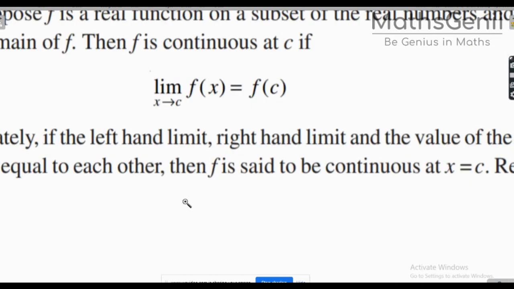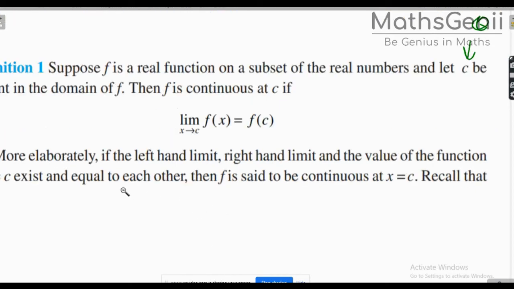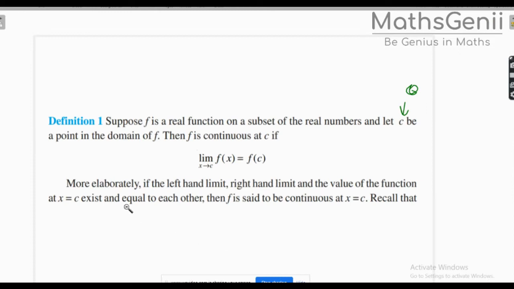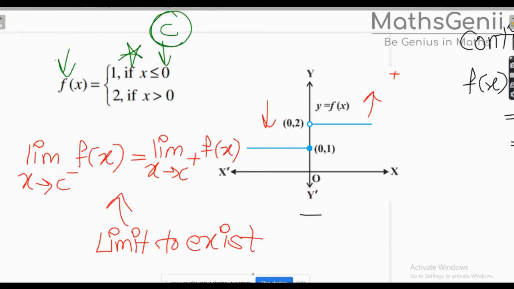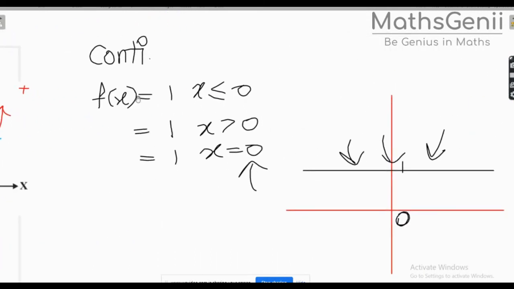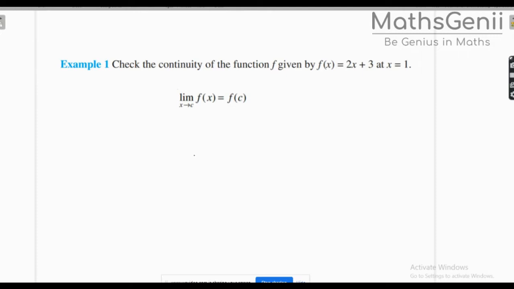So more elaborately, if left hand limit, right hand limit, and the value at x is equal to C exist and are equal to each other, then f is said to be continuous at x is equal to C. So what is he saying? Left, right, and value. So that is what I was showing in this graph. Left, right, and the value. At this time, we can claim that yes, the function is continuous. Okay. So as you solve more and more examples, it's going to be very clear to you.